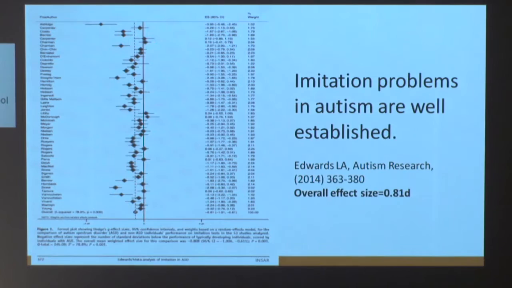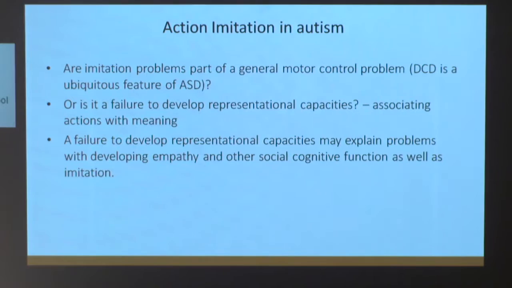And usually if you look at those studies where there's not been an effect, you find it's because they've used inappropriate control groups. The classic mistake is not to use age-matched control groups, but to use language-matched control groups. Those studies tended not to find an effect. But overall, there's an effect size of nearly a whole standard deviation. So there's no question that there are imitation problems in autism.